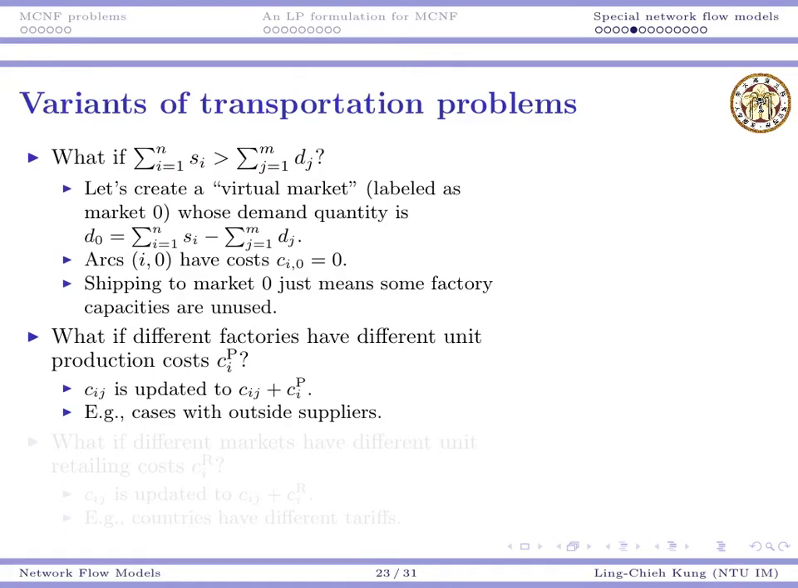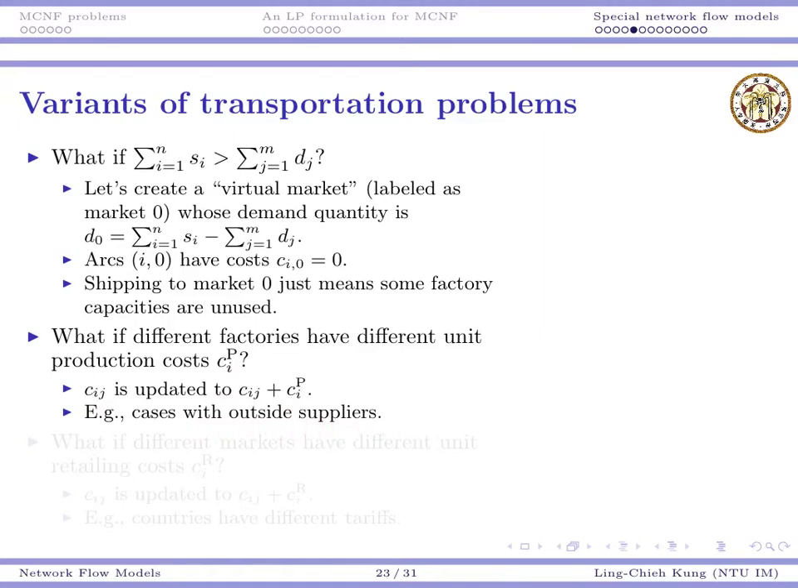Another situation that we may want to handle is if we have production cost, how may we do that? In this case, the problem is simple. We simply update Cij to Cij plus CPi. CPi is the unit production cost of each factory. This may include a special case in which we have some outside suppliers.